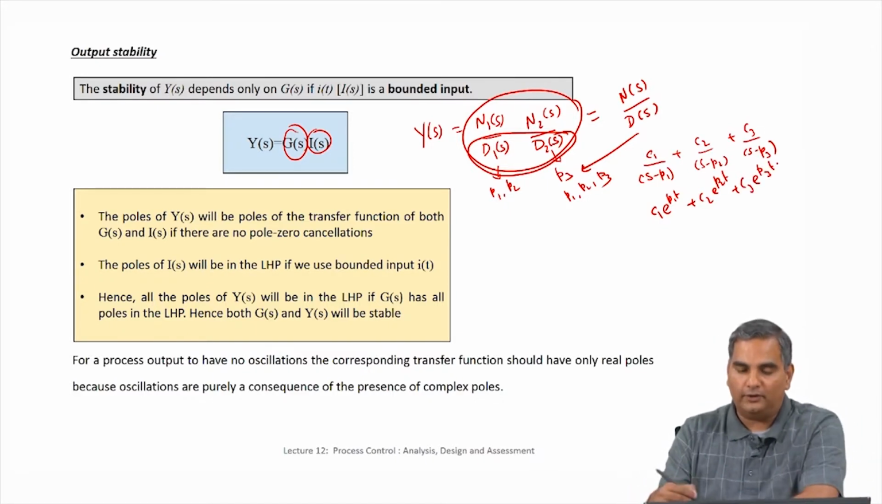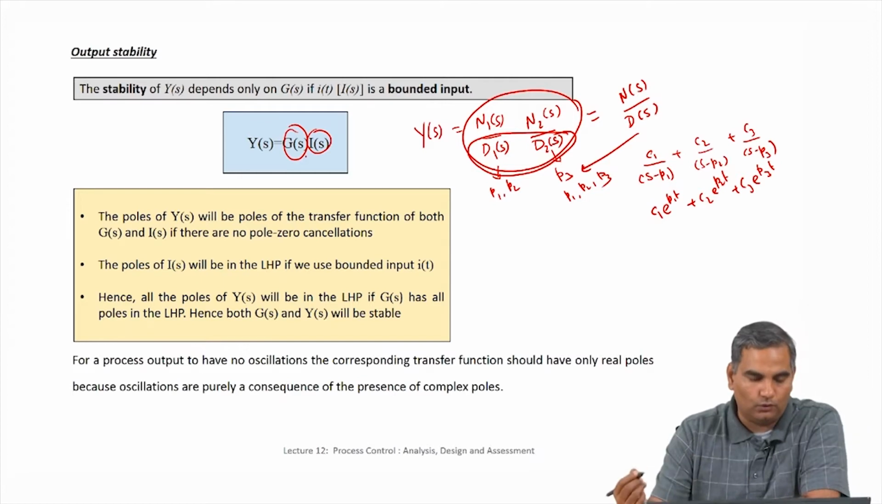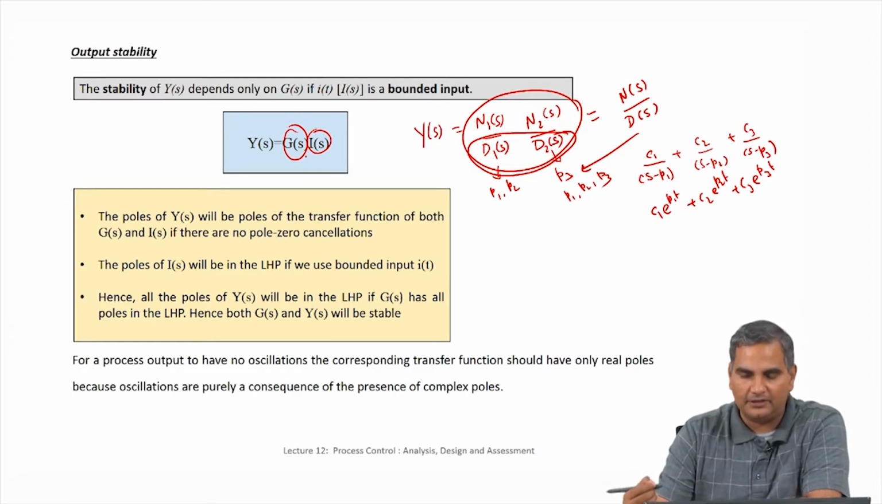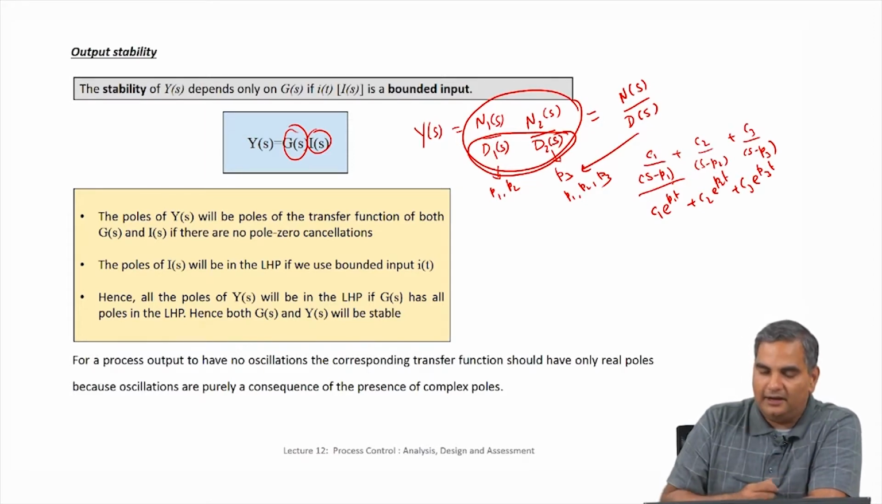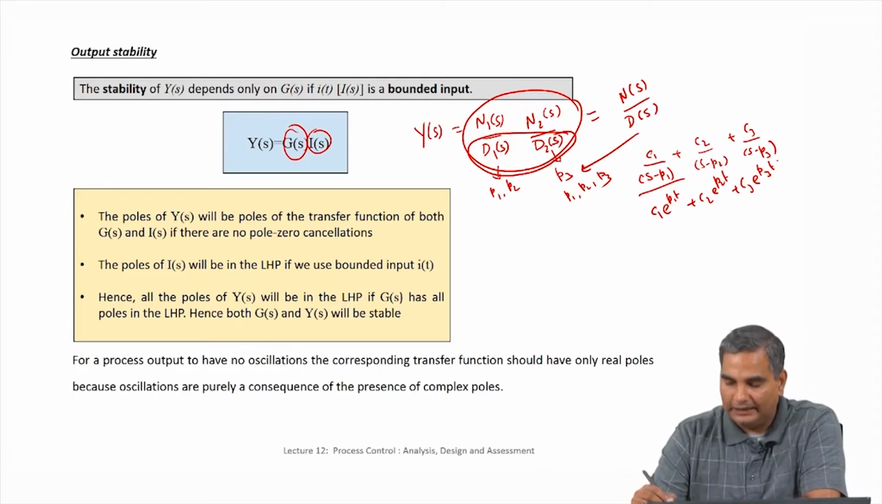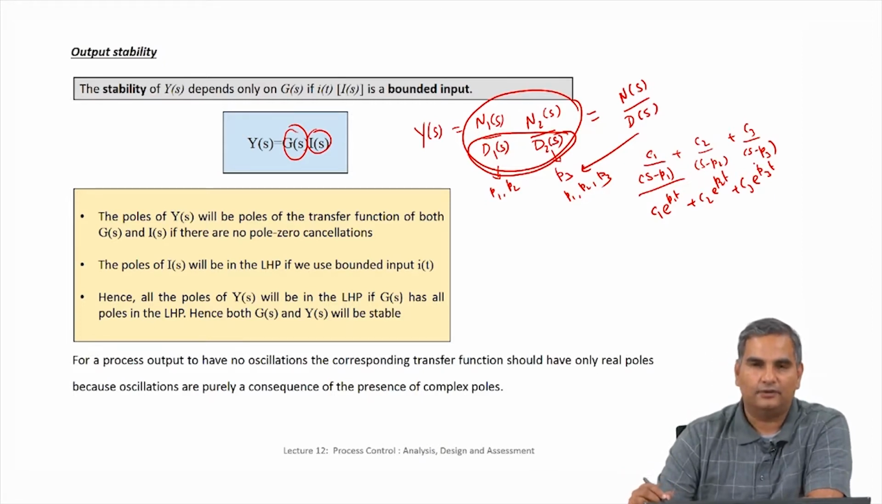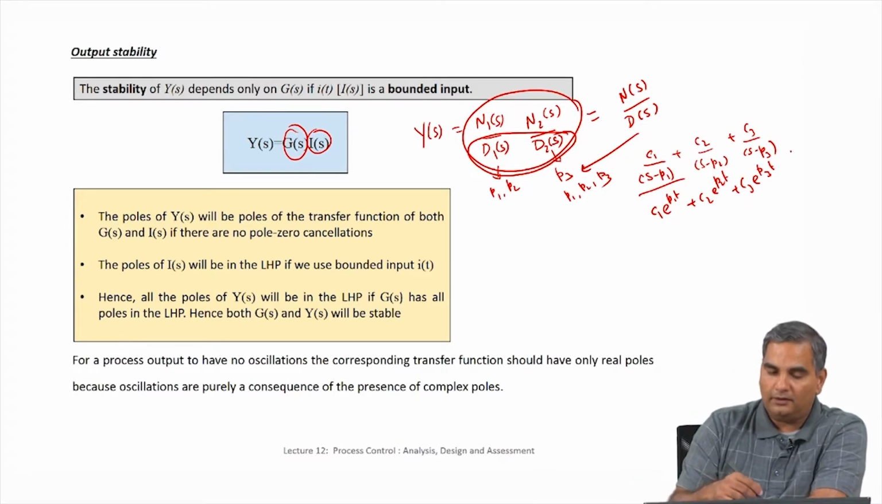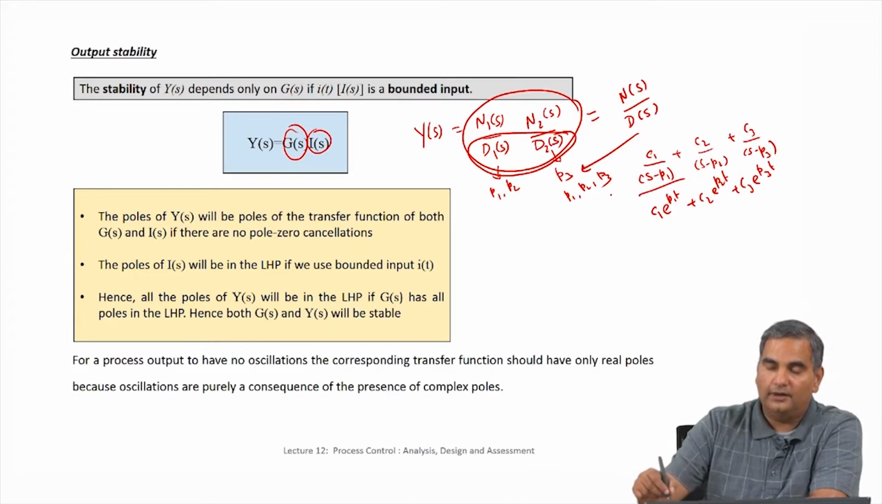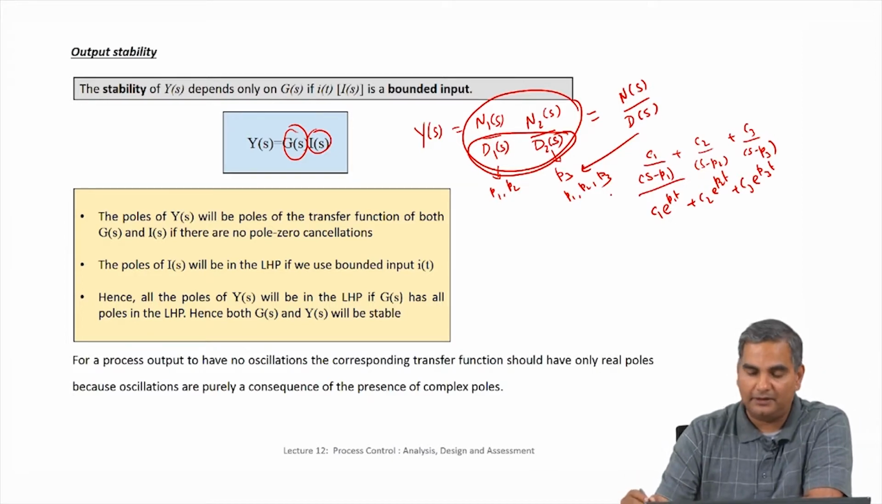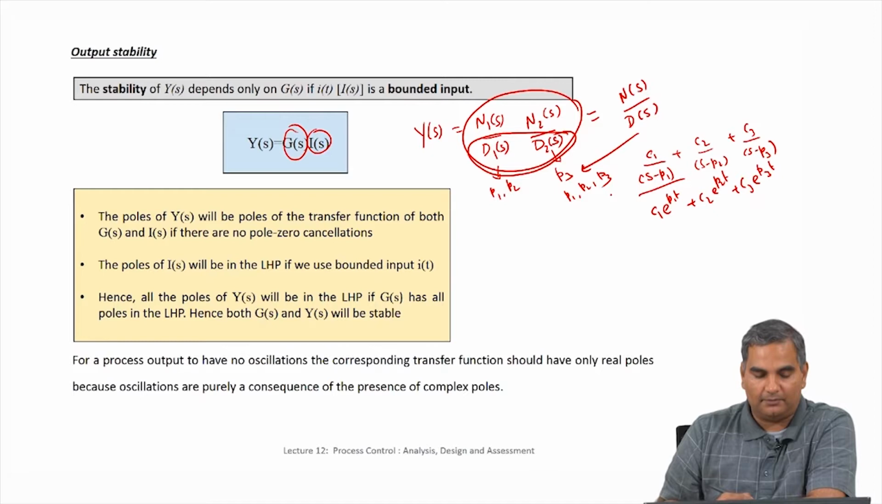So, what you need to understand is every root of the denominator polynomial in G of s will introduce one term, and if it is repeated, it will introduce as many terms as the repeat, and every root in the I of s transfer function denominator also will introduce a term. So, if you want Y of s to be stable, basically we are looking at this whole sum of terms to be stable. That means I of s also has to be stable.